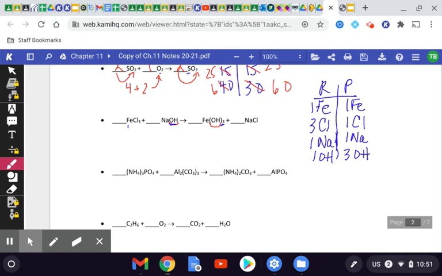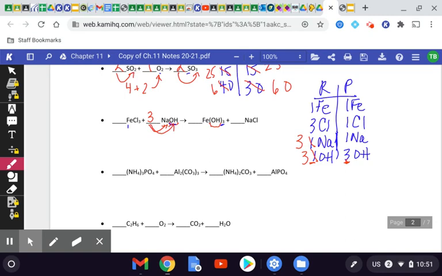Now, whenever you have polyatomic ions in your equation, you're going to want to balance those first because they help everything else balance out. So I have 3 hydroxides and 1 hydroxide. I am going to put a 3 then in front of sodium hydroxide here. That now gives me 3 sodiums and 3 OHs. So this has changed to 3 and this has changed to 3.